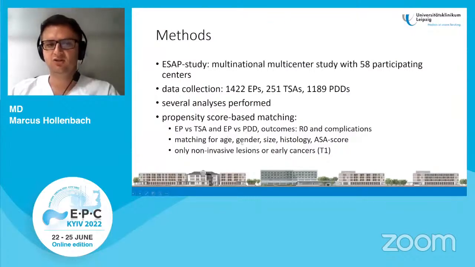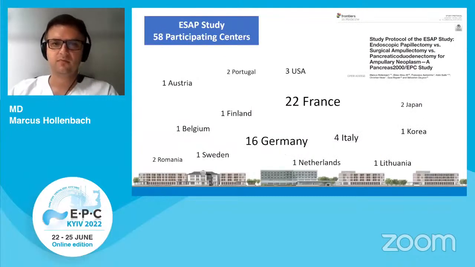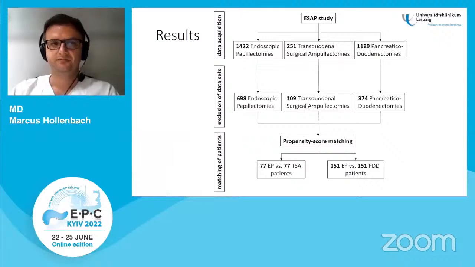We matched for age, gender, size, the histologic subtype of the lesion, and the ASA score to provide comparative data between the groups. Of course, we only included non-invasive lesions and early ampullary cancers limited to T1 stage, because lesions of T2 or higher are no candidates for an EP. You can see here the distribution of the centers. The main centers were in Germany and France, but we also included centers from Asia and from the United States.